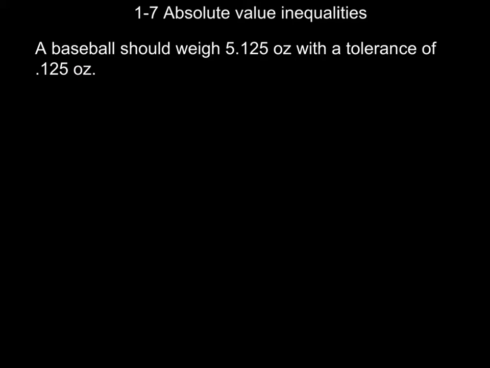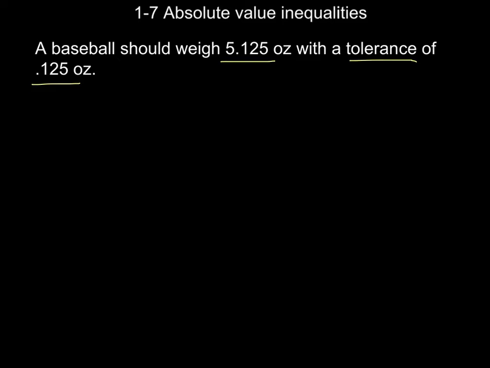So, in professional baseball, the perfect weight for a baseball is 5.125 ounces. That's the gold standard. That's what we want. Odds are, though, our baseball is not going to be exactly that. When we manufacture it, things just aren't going to be perfect. And so we're allowed to have a tolerance of 0.125 ounces.